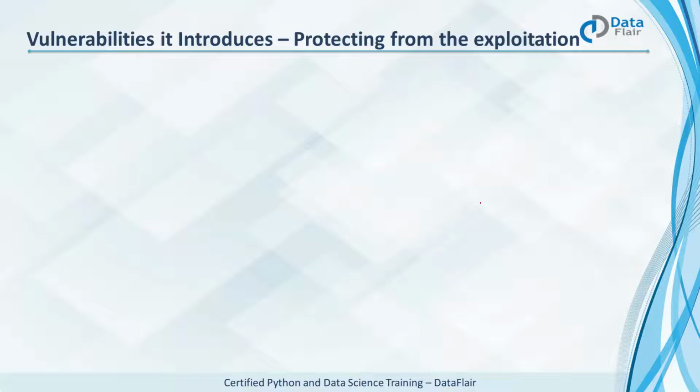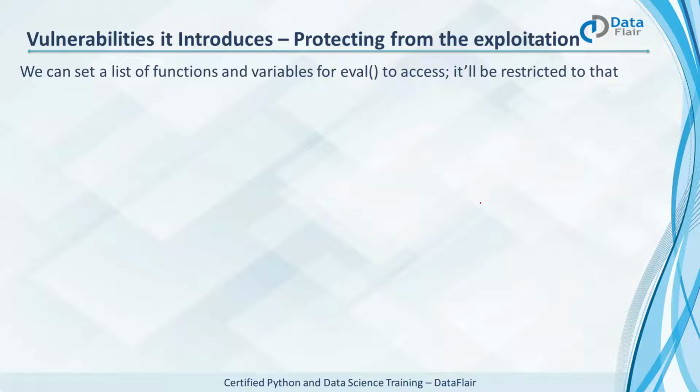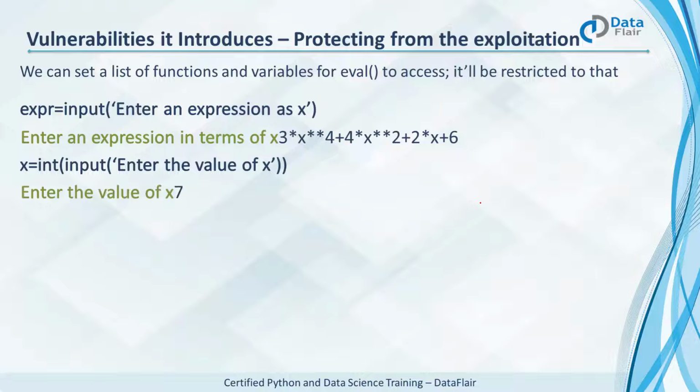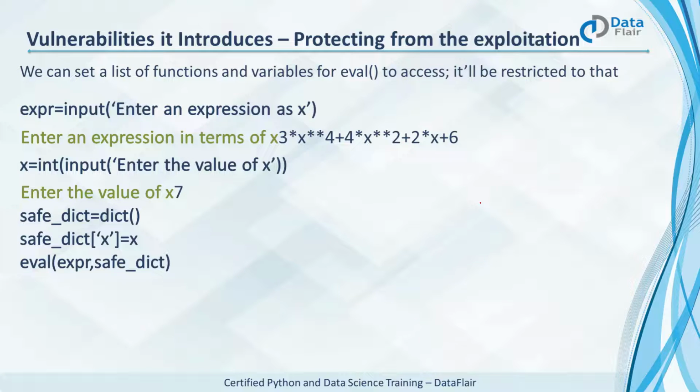So what can we do about it? We can restrict what goes into eval. It won't be able to access anything else. Again, this is the expression in terms of x. We take x from the user. This is 7. Now we create a dictionary safe_dict. For the key x, we store the value of x. This is the key here. Pay attention. To the call to eval, we pass the expression and this dictionary safe_dict. This evaluates to give us 7419.